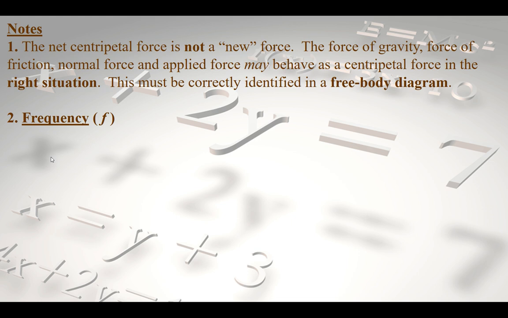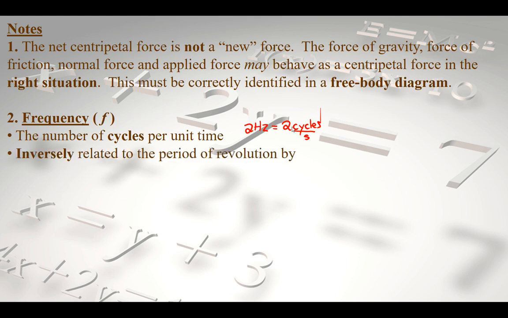2, the frequency, which we represent with the variable f, is the number of cycles per unit time. It's typically expressed in a unit referred to as hertz. Going back to my rubber stopper example, if we had 2 hertz, that unit hertz means cycles per second, so this would be 2 cycles per second. In 1 second, with a frequency of 2 hertz, that rubber stopper would go around the circle 2 complete times.